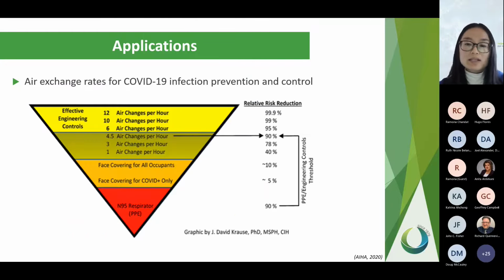And lastly, another recent application of tracer gas testing is that it has been used to determine if the ventilation is adequately protecting occupants against COVID-19 infection. So in a study, it was shown that 6 air changes per hour is the ventilation rate needed to reduce the relative risk of COVID-19 infection by 95%. And so we can use tracer gas testing to determine the air changes per hour and then compare it to 6 air changes per hour.